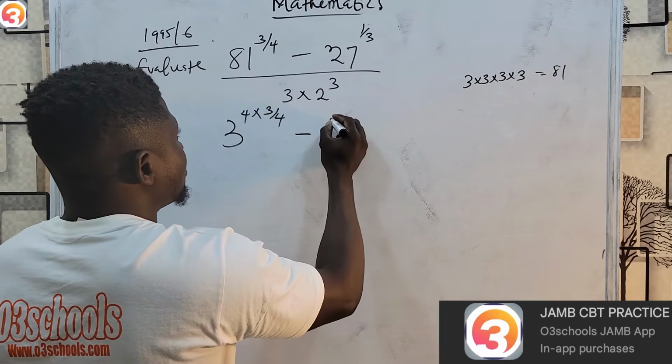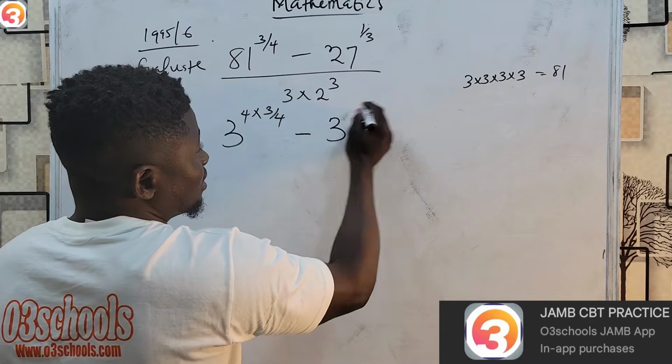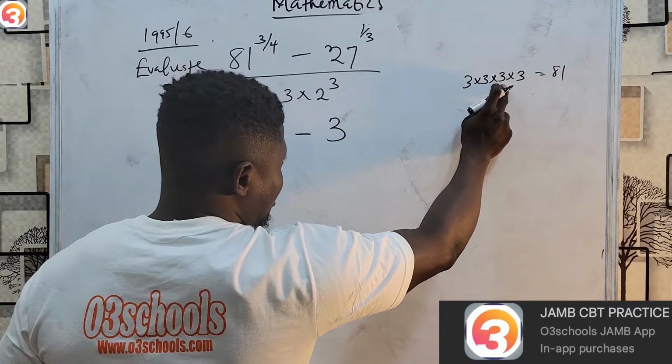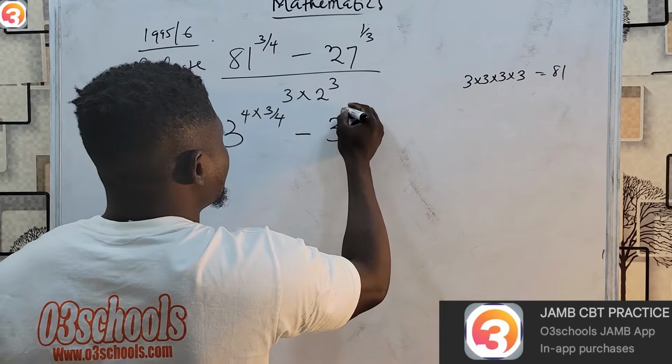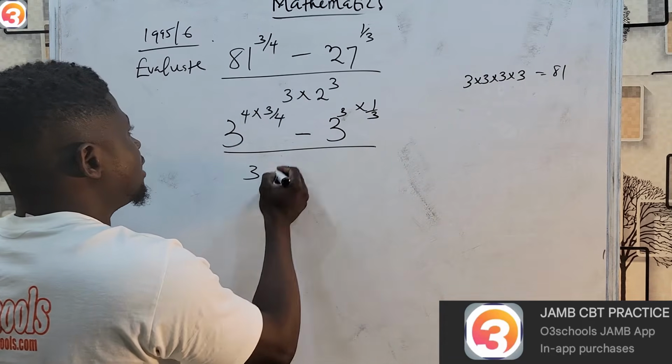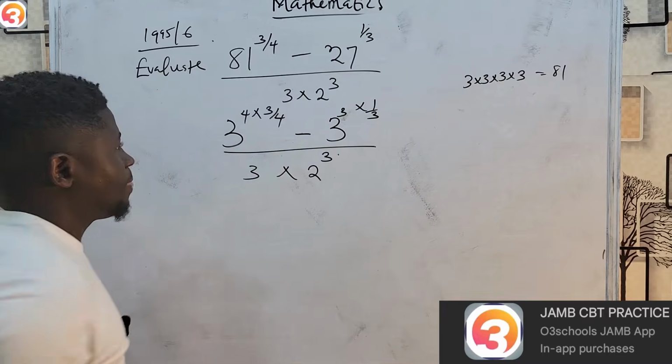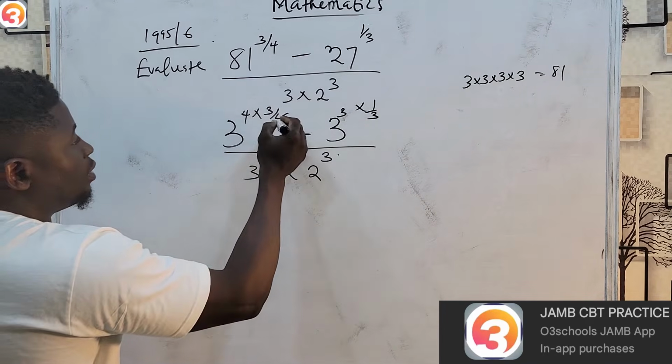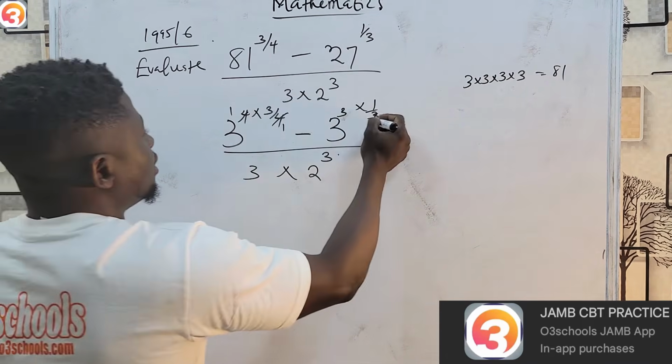This 27 is the same thing as 3 raised to the power what? 3 times 3 times 3 is 27. So that is 3 raised to the power 3. 3 raised to the power 3 times 1 over 3, all over 3 times what? 2 raised to the power 3. All right, let's go. 4 here, 1, 4 here, 1, 3 here, 1, 3 here, 1.